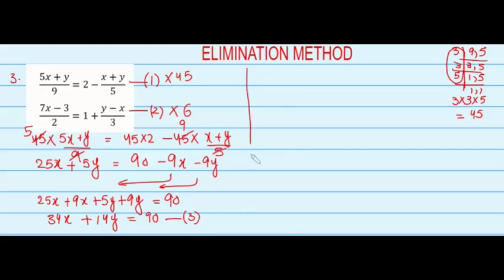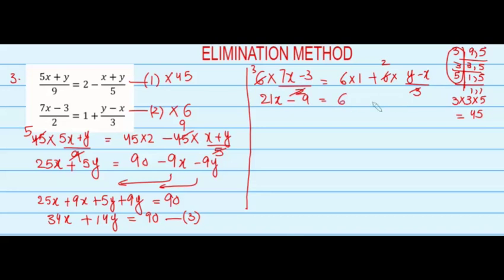Okay, similarly the second equation we will multiply by the LCM, which is 6. So 6 will multiply by 7x minus 3 over 2, and 6 times 1, and then 6 times y minus x over 3, right? So 2 3s are 6, and similarly here 3 2s are 6. So 3 times 7x minus 3 gives you 21x minus 9, and 6 times 1 is 6, and then 2 will multiply y minus x, so we have 2y minus 2x, right?